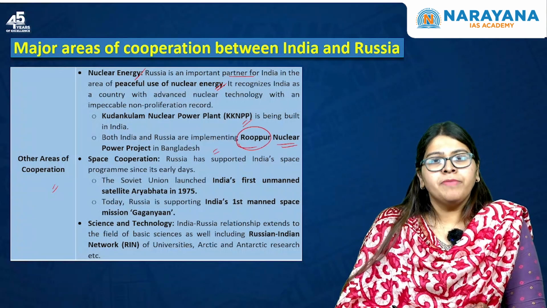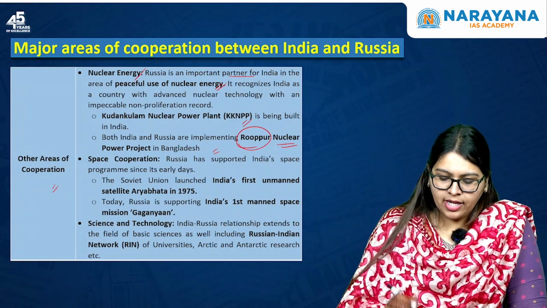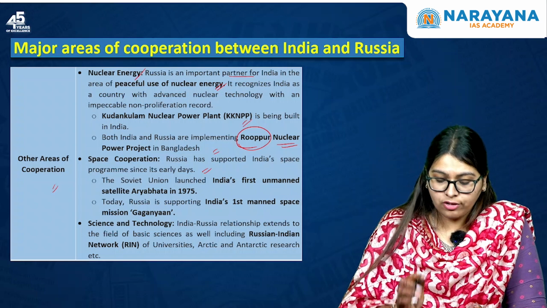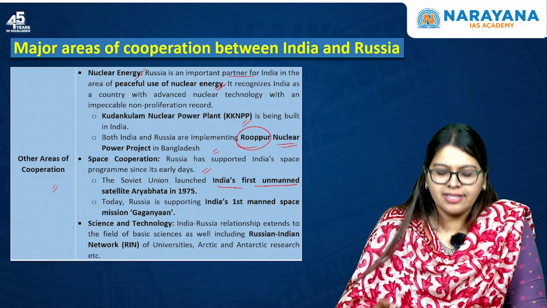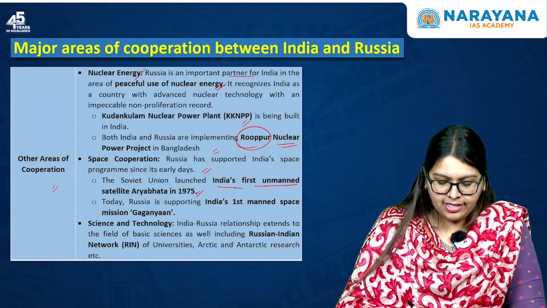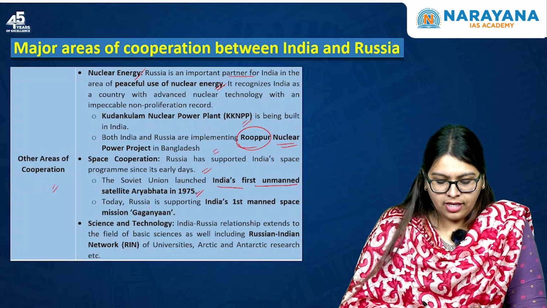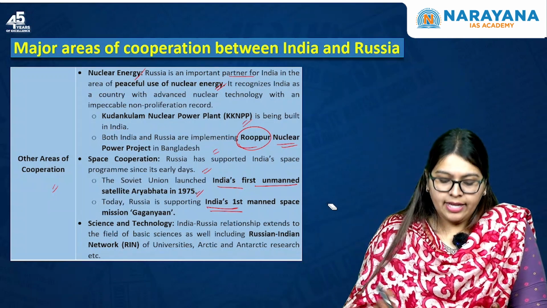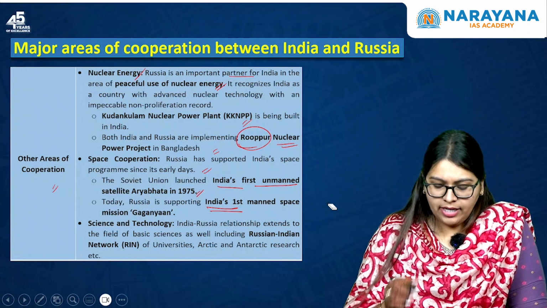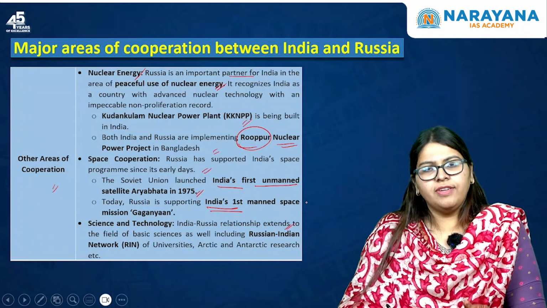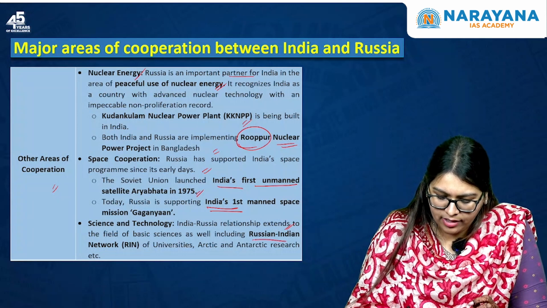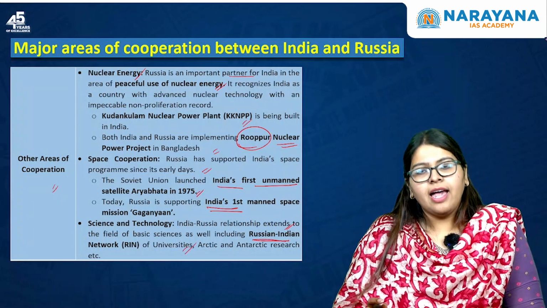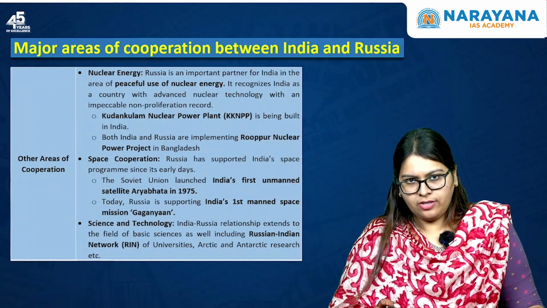And then if you see, in terms of space cooperation, Russia has supported India's space program since its early days, and the Soviet Union had launched India's first unmanned satellite Aryabhata in 1975. And also today, Russia is supporting India's first manned space mission, that is the Gaganyaan mission. And next one, in terms of science and technology, India and Russia's relationship extends to the field of basic sciences as well, including the Russian-Indian Network, that is the RIN of universities, Arctic as well as Antarctic research, etc.